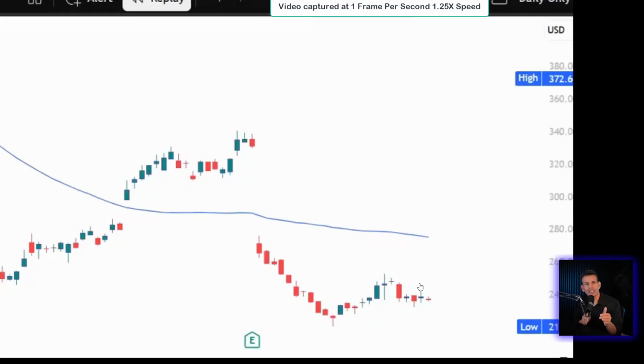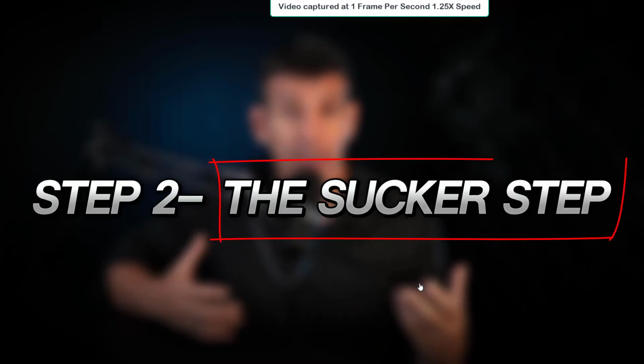Now, once we've determined what our daily bias is, we can move on to step number 2, which is something I call the sucker step. This is also referred to as manipulation, liquidity sweeps, liquidity grabs, tons and tons of terms for this. But I like to use the word sucker step because that's exactly what it is. The moves I've been showing you on these charts are specifically designed to sucker the inexperienced and newer traders out of their money. And that's where the edge lies with the opening range reversal.